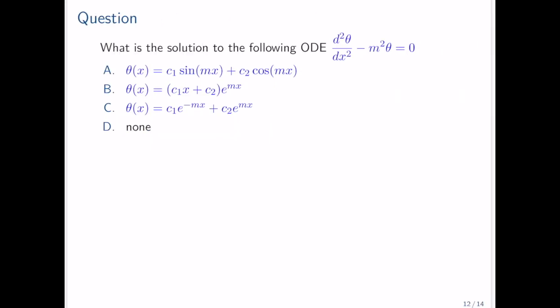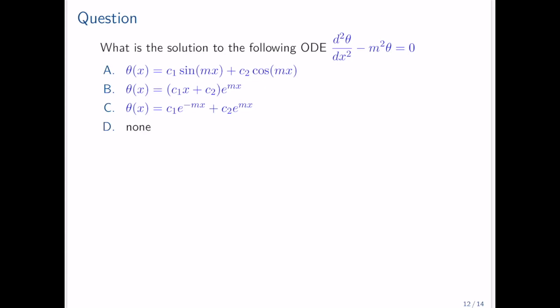Do you remember how to solve this equation? You can take some time and try to remember how to solve it. The answer is one of these cases. Okay, let's assume that you took your time to look into the solution.